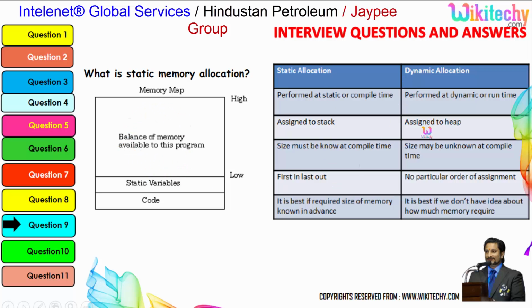Here is a straightforward difference. Static is performed at static or compile time, whereas dynamic is performed at dynamic or runtime. This is assigned to stack, this is assigned to heap. The size must be known at compile time, whereas it will be unknown at compile time. First in, last out, whereas there is no particular order of assignment. It is best if the required size of the memory is known in advance. Over here, it is best if you don't have an idea about how much memory is required.